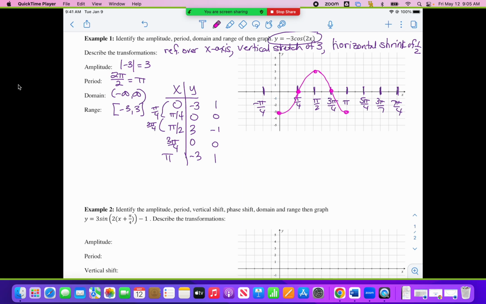All right, try example 2 as far as you can get before I start. Describe the transformations, then get your amplitude and period. Now we've got vertical shift, phase shift. If you need to wait on your range until you're done graphing, that is okay.